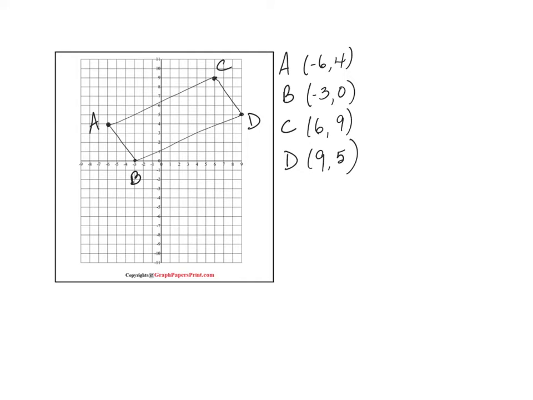So this question from the 2019 MCAS exam describes that the figure on the graph is a parallelogram. And the question is, what is the perimeter of the figure?